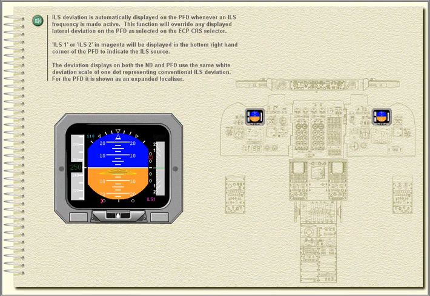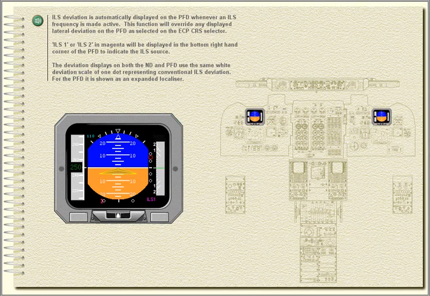ILS deviation is automatically displayed on the PFD whenever an ILS frequency is made active. This function will override any displayed lateral deviation on the PFD as selected on the ECP course selector. ILS 1 or ILS 2 in magenta will be displayed in the bottom right-hand corner of the PFD to indicate the ILS source.